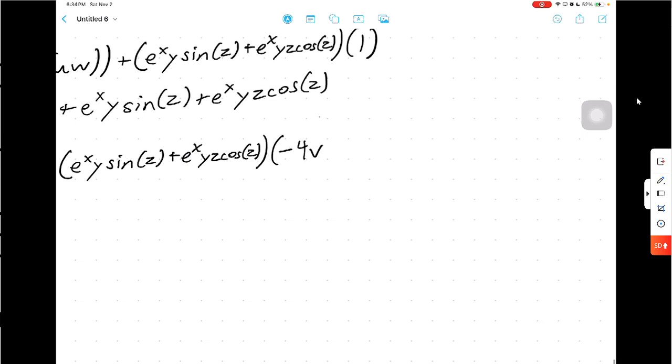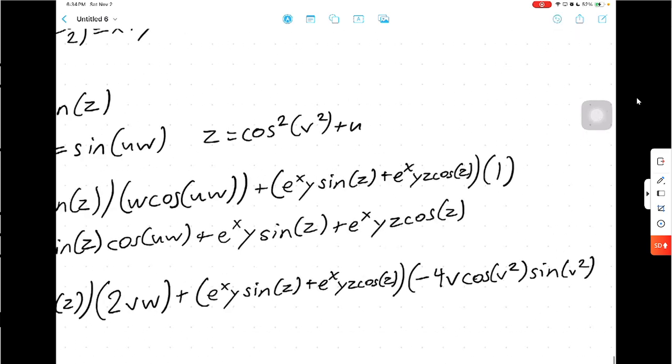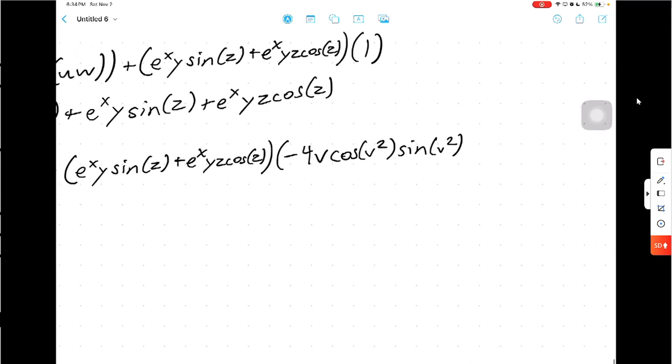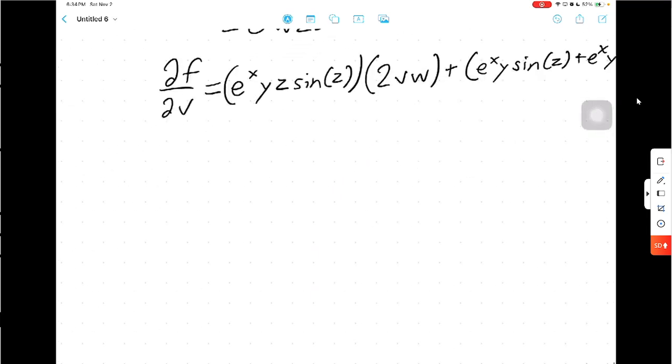So -4v cosine of v squared sine of v squared. And I'm just going to leave it like that.